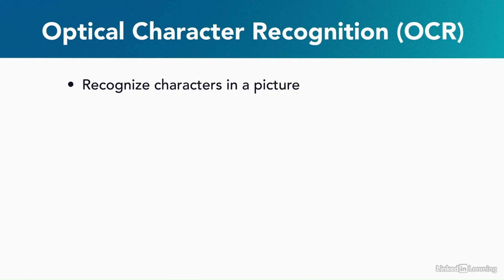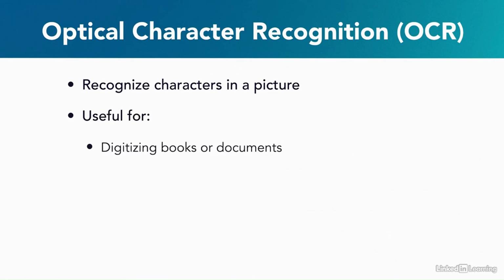It's a set of algorithms used to recognize characters in a picture. It's useful for many applications like digitizing books or documents. For example, if you have an old book, a contract, or a printed document you'd like to convert to a PDF file. A more advanced version of OCR is used for taking notes by hand on your tablet or smartphone. This software is able to learn from your own handwriting.